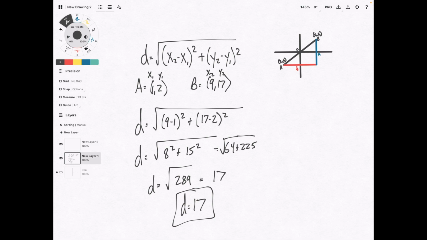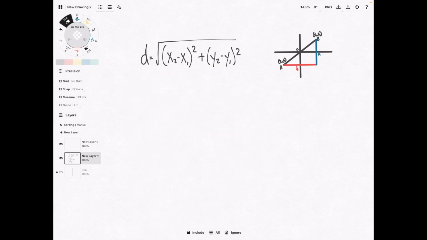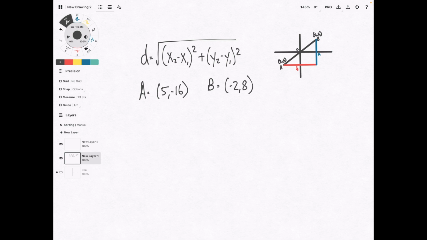Second example, we can clean this up. A equals 5, negative 16. B equals negative 2, 8. So even though there's some negative signs there, we can still plug everything in without any issues. So this is going to be negative 2 minus 5 all squared plus 8 minus negative 16 squared.